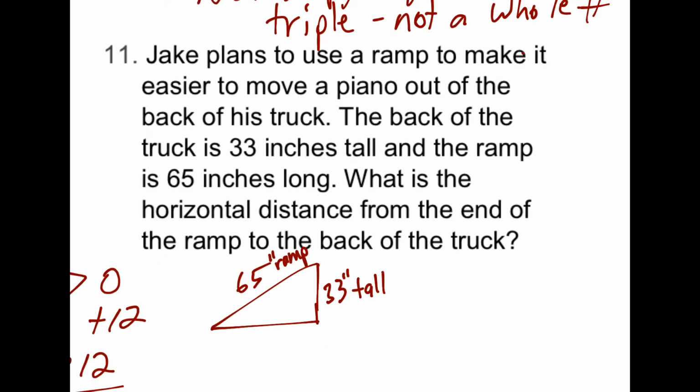So for 11, this is the ramp coming out of the back of this truck that is 33 inches tall. Since I know the hypotenuse, I can take the square root of 65 squared minus 33 squared in the calculator. That tells me this missing distance is 56 inches.